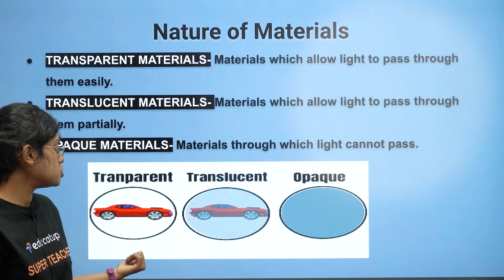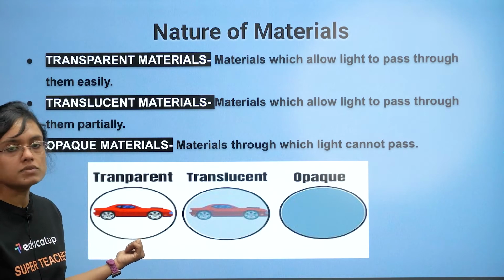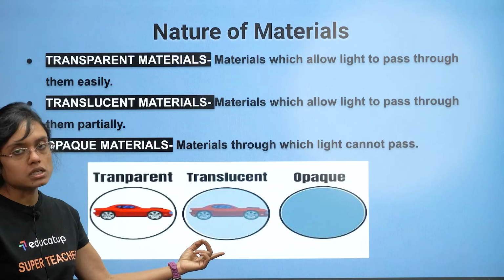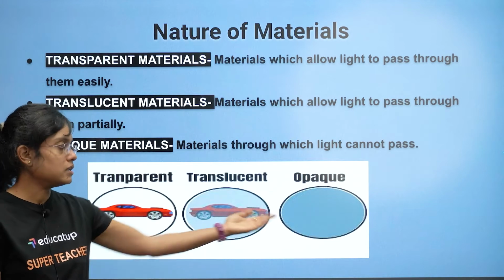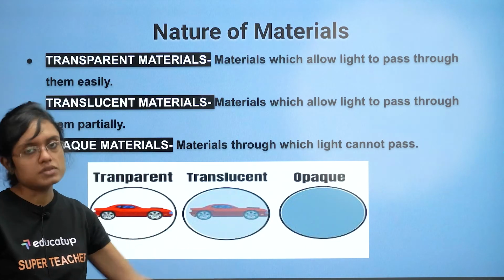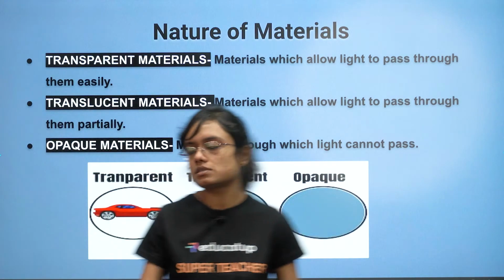So as you see in the picture, with a transparent one, the car is completely visible. In case of a translucent one, it is partially or not clearly visible. And in case of an opaque one, it is not at all visible. Alright, now let's move ahead.